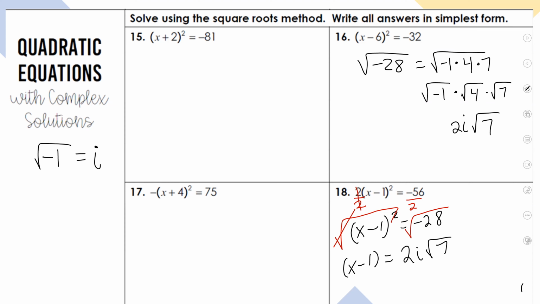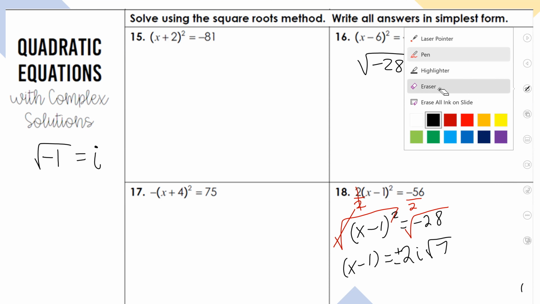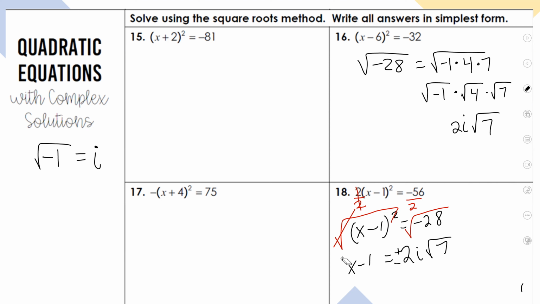Now, guys, remember, we're going to have both a positive version of this and a negative version of this. We're not done yet. Okay, so now I'm going to get the x by itself. I don't really need these parentheses. I'm going to add 1 to both sides, and that's my final answer. x equals plus or minus 2i square root of 7 plus 1.